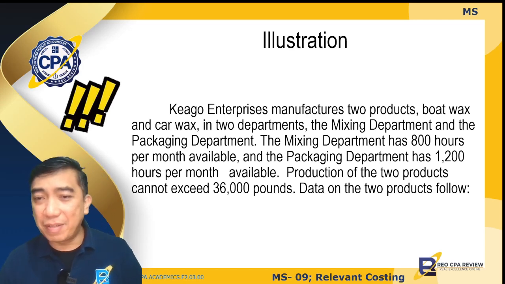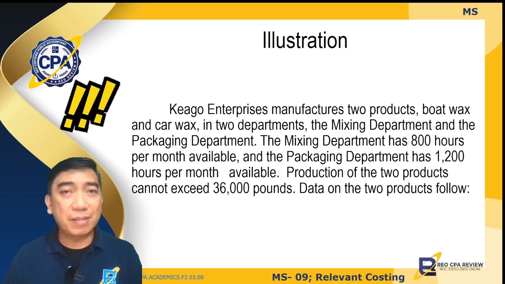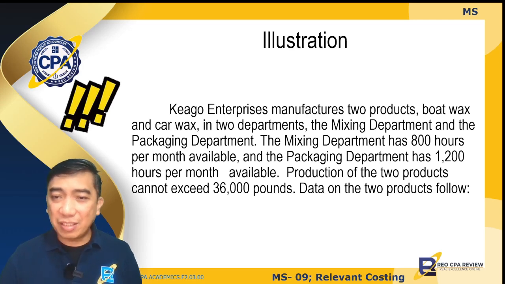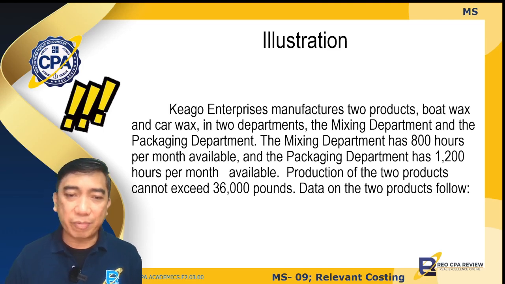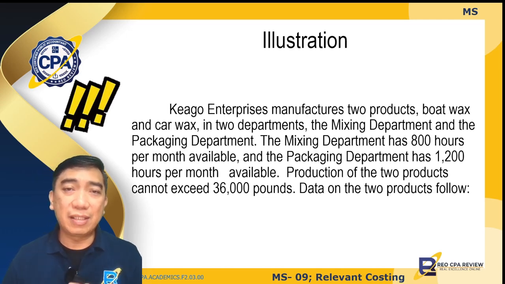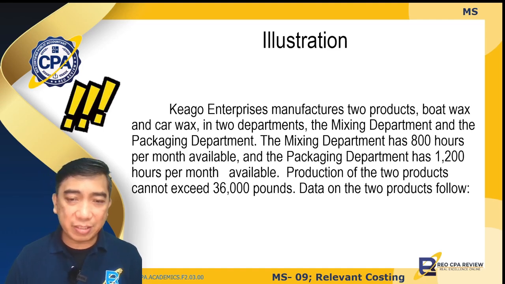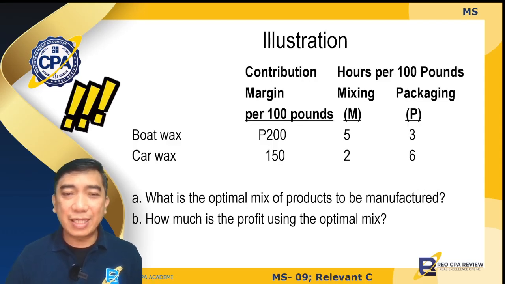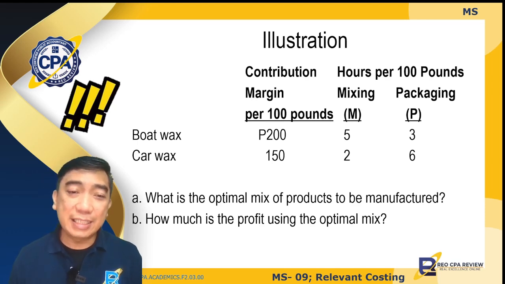Kigo Enterprises manufactures two products, both wax and car wax, in two departments, the mixing department and the packaging department. The mixing department has 800 hours per month available, and the packaging department has 1,200 hours per month available. Class, what is 800 and 1,200? Those are the limited resources. Those are your constraints. Production of the two products cannot exceed 36,000 pounds. Data on the two products follow. O class, ito na yung ating contribution margin. Ang contribution margin natin, kailangan natin yan para sa Zmax.